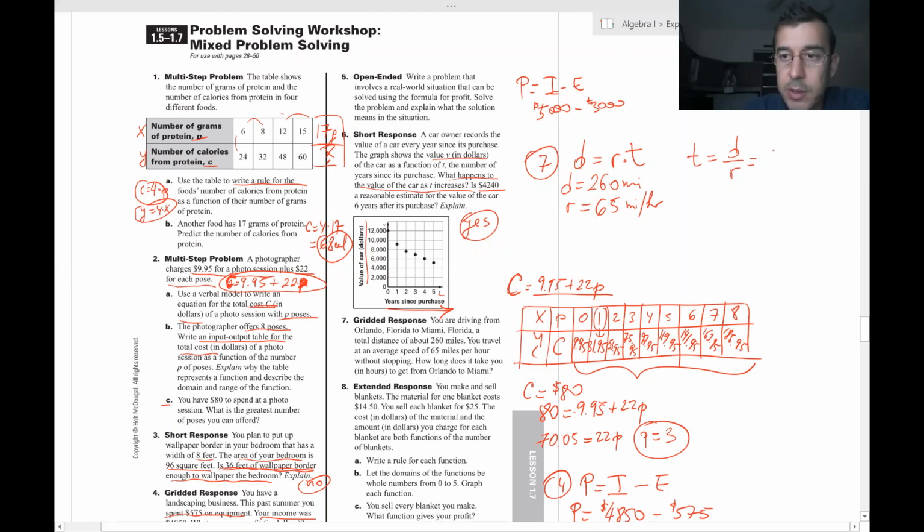D is 260, 260 over R, which is 65. So this is 4, because 4 times 60 is 240, 4 times 5 is 20, 240 plus 20, 260. So 4 hours is the answer. It takes 4 hours to get from Orlando to Miami. Using the formula, it's easy to calculate. It's just D over R.